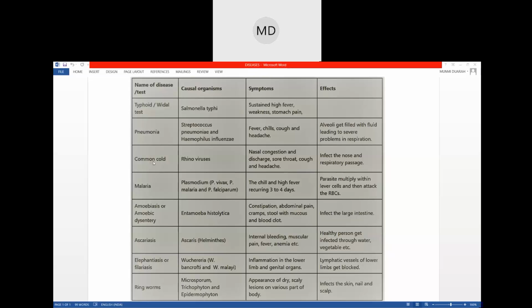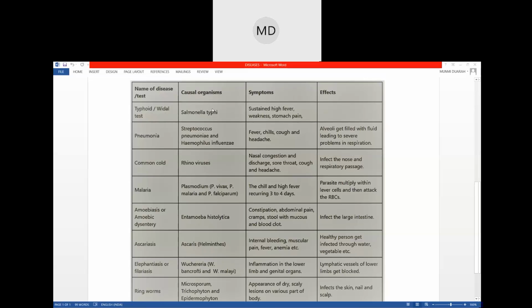Like for common cold, the viral fever that we have happens because of the rhinovirus. That is the causative organism or causal organism. Same thing, causative or causal. And for typhoid, it is Salmonella typhi. It is a scientific name. Salmonella typhi for typhoid.